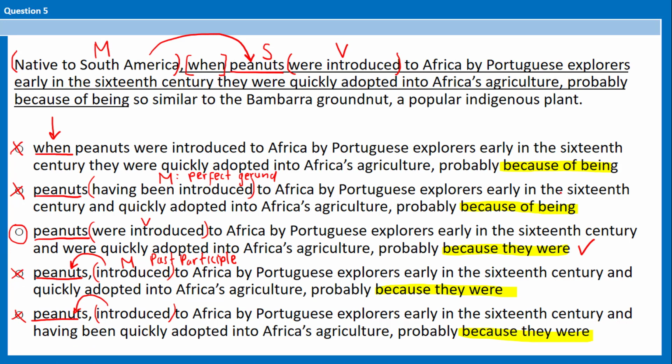So letter C is the best choice. Because of being is not idiomatic. You cannot have because of plus an ing. Okay? That is not idiomatic. After because of, you can have a noun. Okay? Not a verb ing. Okay, so if you have any question, feel free to email me at verbal@gmail.com.